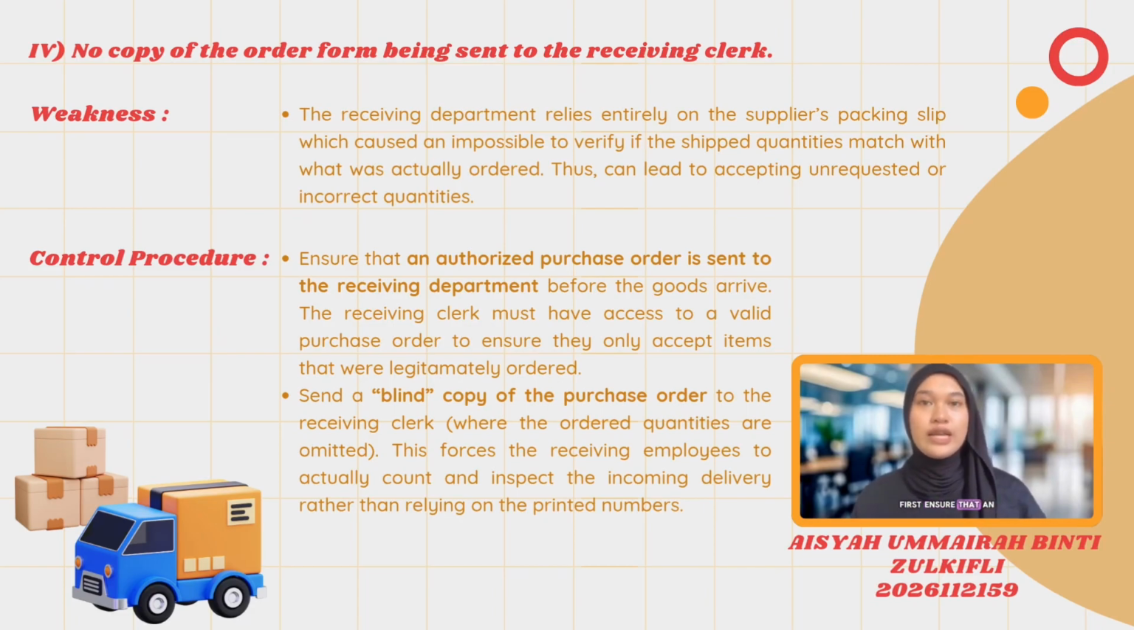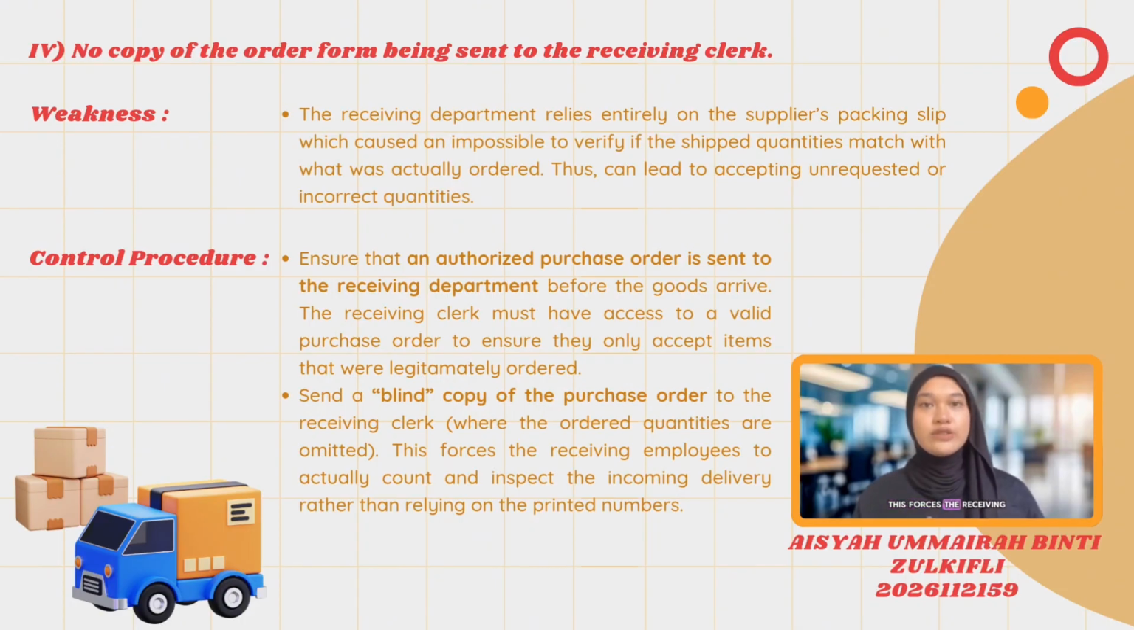First, ensure that an authorized purchase order is sent to the receiving department before the goods arrive. The receiving clerk must have access to a valid purchase order to ensure they only accept items that were legitimately ordered. Second, send a blind copy of the purchase order to the receiving clerk, where the order quantities are omitted.